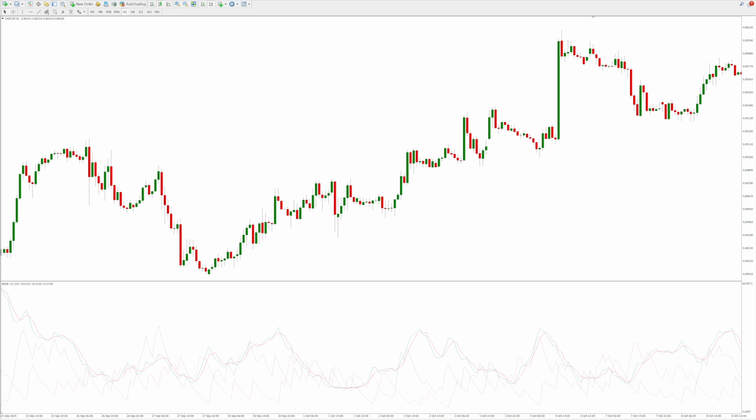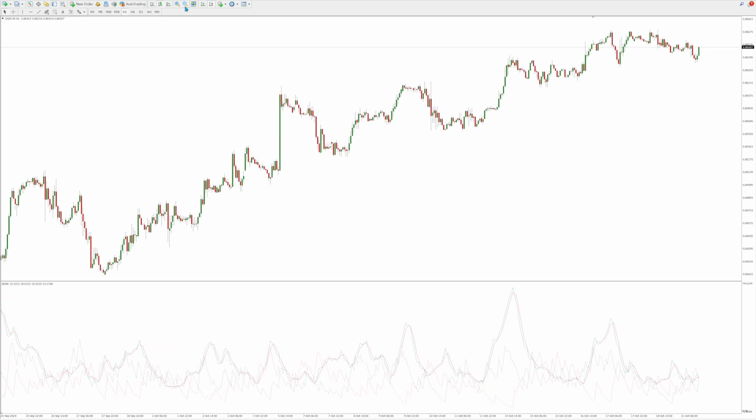Hello traders, and welcome to my video on the ADXR indicator, where I'm going to show you how you can catch moves like this one for almost 300 pips. So the ADXR indicator is a smooth version of the standard ADX indicator and is used as a rating of the directional movement while smoothing out ADX values.